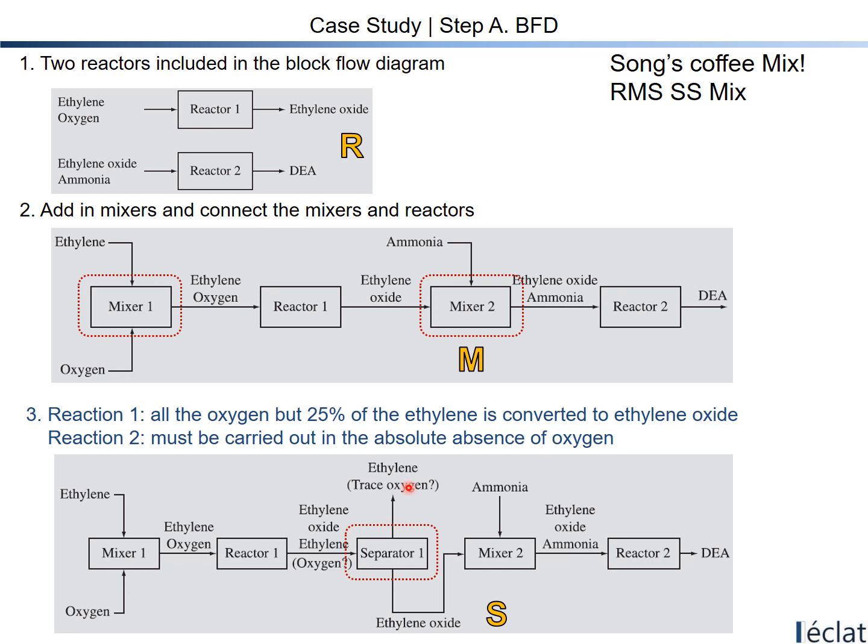Anyway, in the first output stream of separator 1, it should be ethylene oxide, and in the other stream, you would have the ethylene plus trace oxygen. So in this case, we would have only ethylene oxide for mixer 2 and then reactor 2. So this is the third step of building up the process, then this one. So RMS.